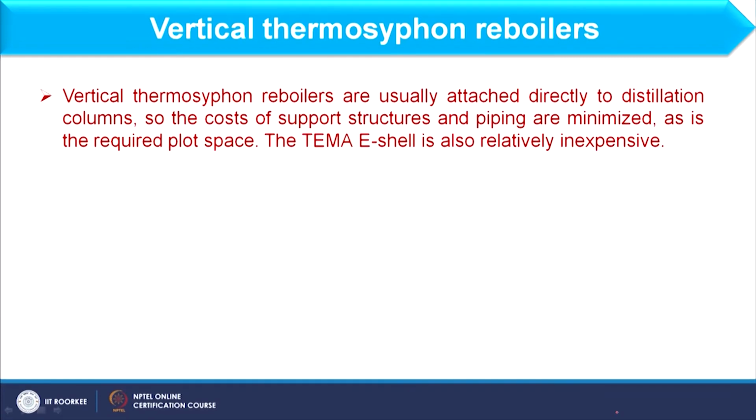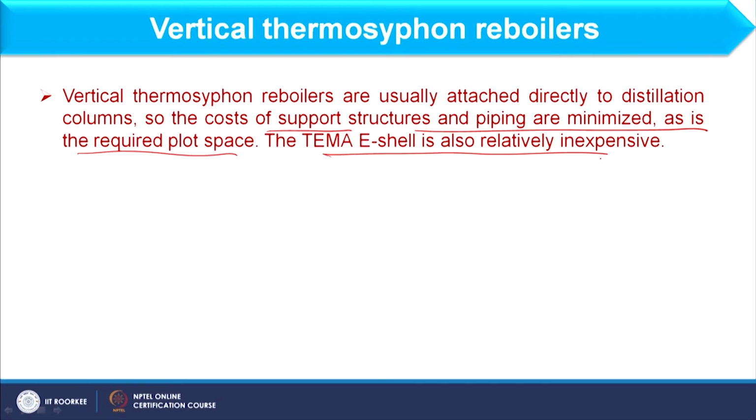Vertical thermosyphon reboilers are usually attached directly to the distillation column. So, the cost of support structure and piping are minimized, as is the required plot space. This type of reboiler is attached to the distillation column, and we consider a TEMA E shell, which is relatively inexpensive.